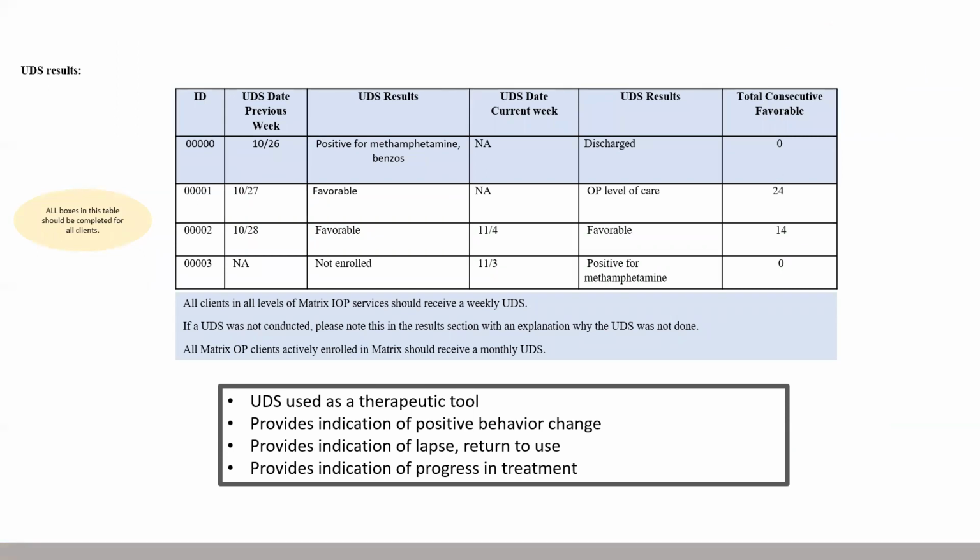Urine drug screens are used as a therapeutic tool in the Matrix program. All clients receive a random UDS once a week. This increases the level of accountability for clients enrolled in the program and helps both clients and counselors set and manage treatment planning and behavior change goals. This table provides UDS results for the current week and the previous week, as well as a box for the number of continuous favorable UDS a client has submitted. All the boxes in this table should be completed for all clients enrolled in the Matrix program. Next slide.